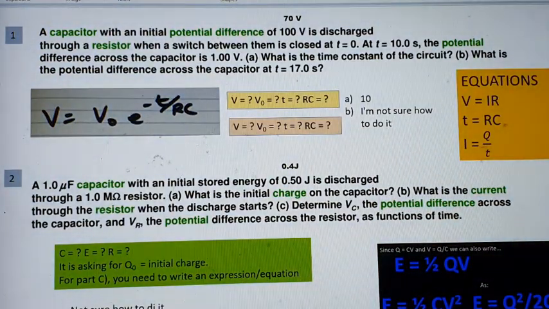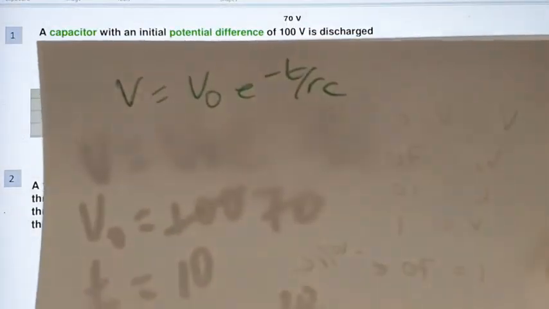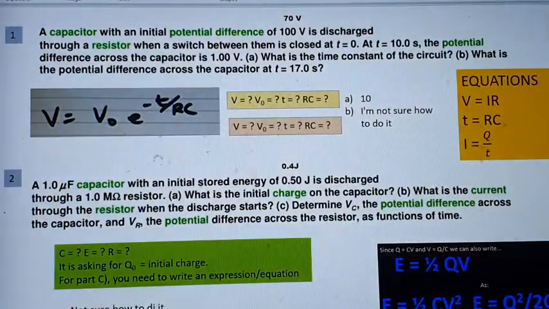Now B, what is the potential difference across the capacitor when t equals 17 seconds? So now you know that RC equals 2.35, and you substitute it in. You use the equation V equals V naught e to the minus t over RC. Again, you use that equation, but now you know that RC equals 2.35. And you know what the initial voltage is? The initial voltage is 70, but obviously in the question it is 100.